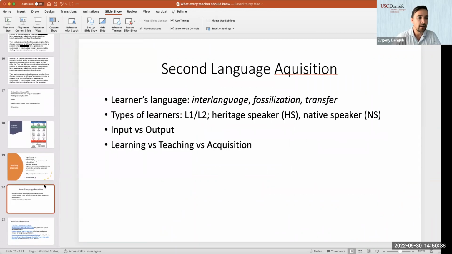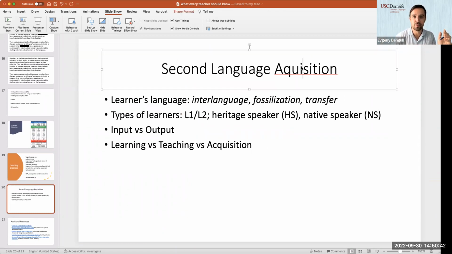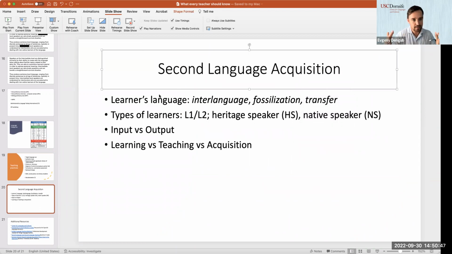Very briefly, the concepts that are related to the field of second language acquisition. Sorry about the typo. As you know, SLA, second language acquisition, is a legitimate field. It's a branch of applied linguistics, and there are a lot of useful concepts that help us to frame our language classroom and our language teaching approach.